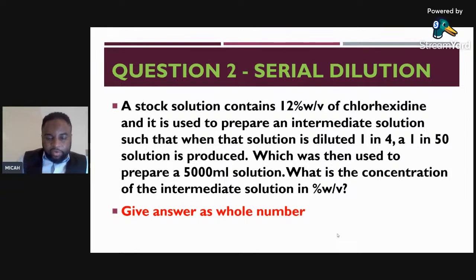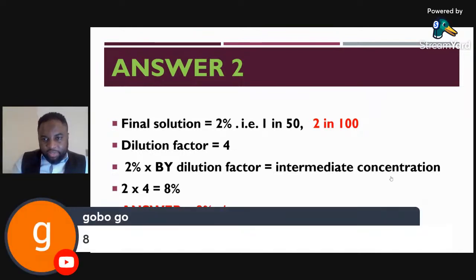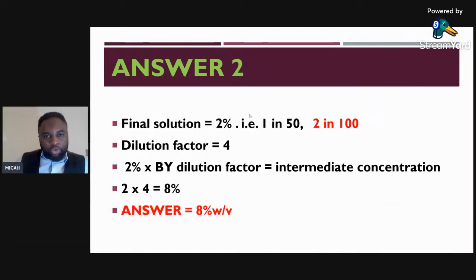Yes, this one is very easy. The answer is 8%. Correct answer is 8%. 8% is the correct answer simply by using the formula I gave you. Intermediate concentration is equal to final concentration times dilution factor. The final concentration is 2% because 1 in 50 means there will be 2 in 100. So 2% is the final concentration.